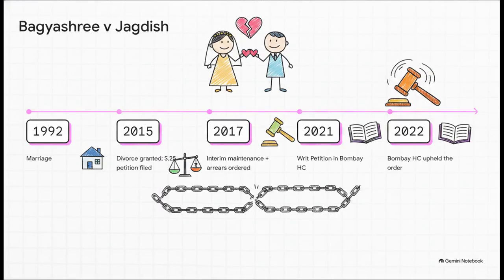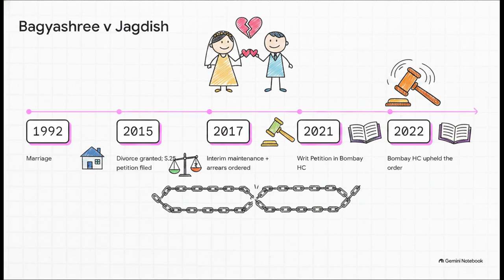Let's look at a pretty fascinating modern application of these rules with the Bhagyashree versus Jagdish case from 2022. Check out this timeline. The couple got married in 1992. Fast forward, a divorce was filed and granted in January 2015. But here is the twist. The wife was earning roughly 30,000 rupees, while the husband was unemployed, though he had actually helped the wife with her studies earlier on. In 2015, the wife filed under Section 25, while the husband filed for interim maintenance under Section 24. In 2017, he was awarded interim maintenance of 3,000 rupees plus arrears, which got increased later. Then, in 2021, a writ petition argued the order was invalid since the divorce was already finalized.